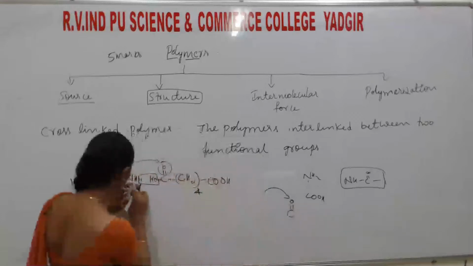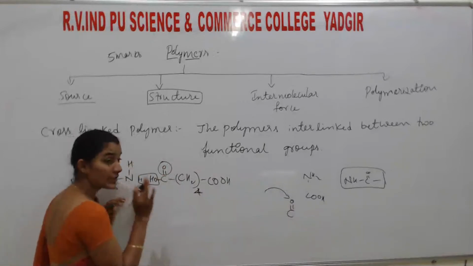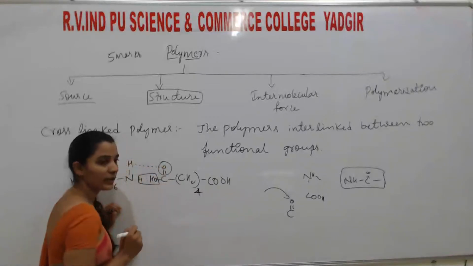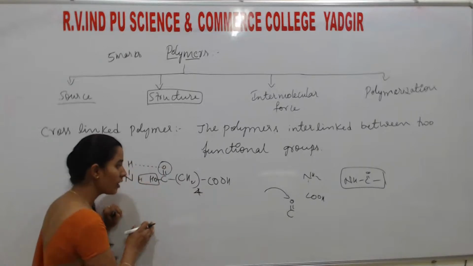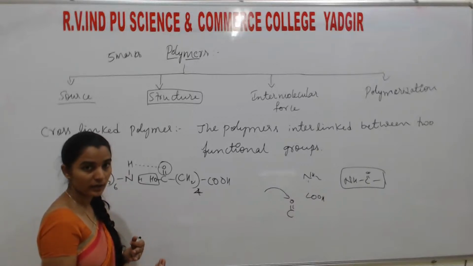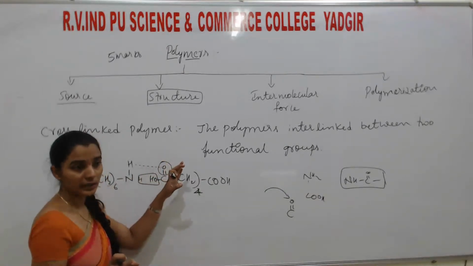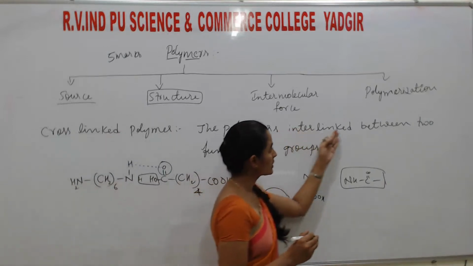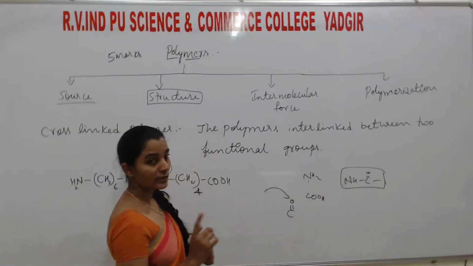So listen, here hydrogen is there, correct? And write this hydrogen here. So there is a formation of a hydrogen bond here, correct? So here it will form a bond like this. This is what? Cross-linked. Understand? If in the same molecule, or in the monomer units, two or more functional groups are there, by the hydrogen bond or any other force of attraction, they form a cross-link. That is called cross-linked polymers. Here I have the polymers interlinked between two functional groups. Understand? So that is cross-linked polymers.